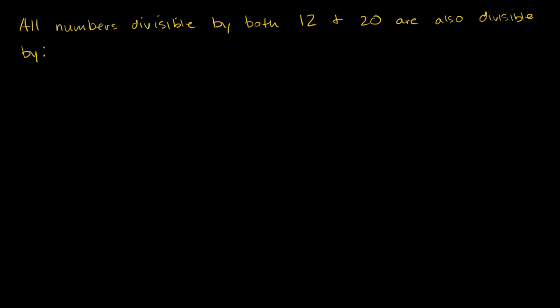So let's take their prime factorization. The prime factorization of 12. Let's see, 12 is 2 times 6. 6 isn't prime yet, so 6 is 2 times 3. So that is prime. So any number divisible by 12 needs to be divisible by 2 times 2 times 3. So its prime factorization needs to have a 2 times a 2 times a 3 in it. Any number that's divisible by 12.